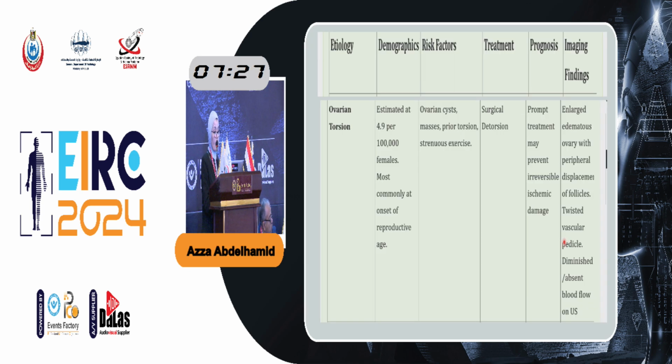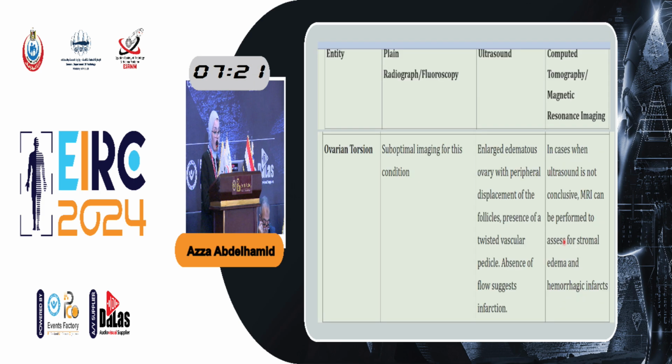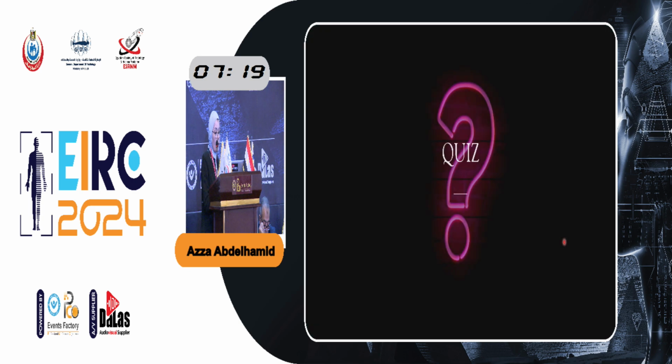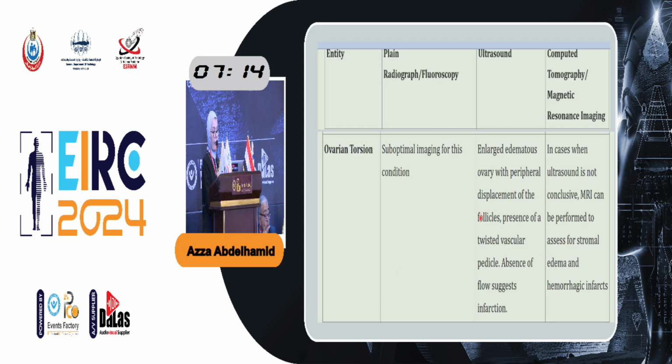This, of course, is ovarian torsion, usually seen at the onset of reproductive years, and here is an enlarged edematous ovary with peripheral displacement of the follicles, presence of a twisted vascular pedicle, and absence of flow, suggesting infarction. MRI could be reserved for complicated or questionable cases.